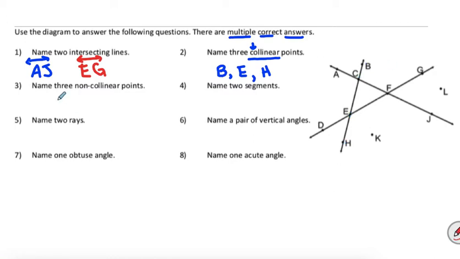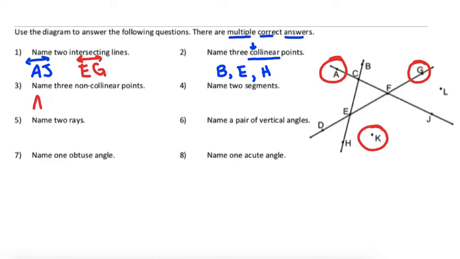On part 3, it says name 3 non-collinear points. Okay, so if collinear means they share the same line, non-collinear means that these are 3 points not on the same line. I cannot connect them with a straight line. So I'm just going to pick 3 locations that are not on the same line. So A, G, and K are not connected by one straight line. So I'm going to indicate those are my non-collinear points.